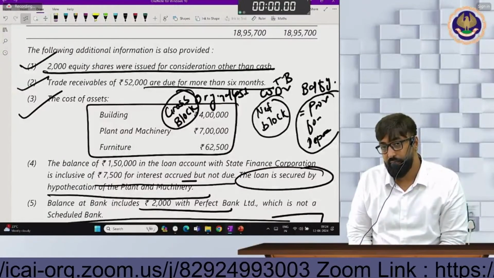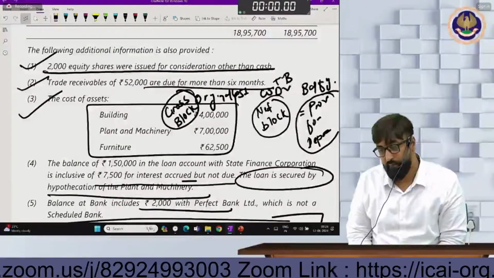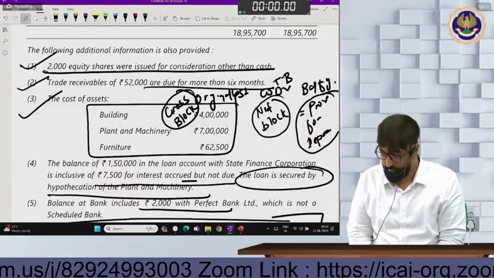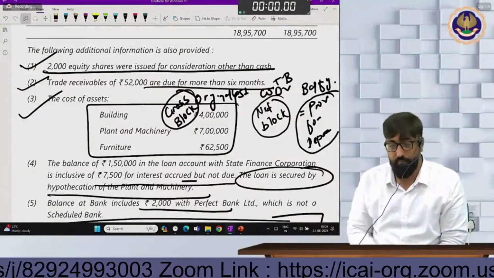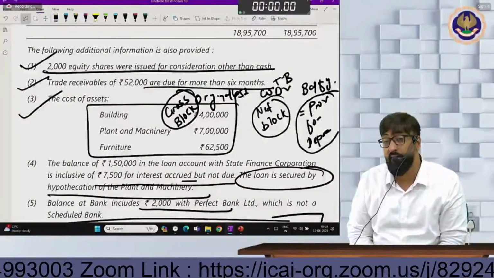Yes, sir. Trade receivables, sir, we will put it under a separate column. Trade receivables, sir: the debts outstanding more than 6 months and other debts. Very good. Cost of asset. How are you going to present it?